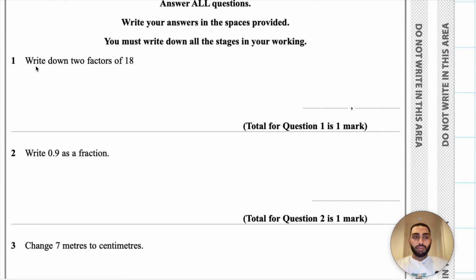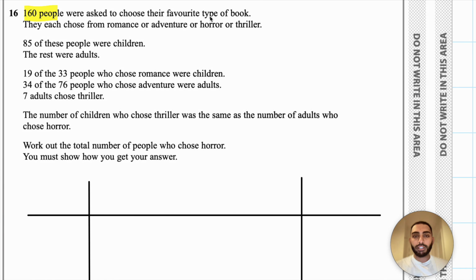Question 16. 160 people were asked to choose their favourite type of book. They each chose from romance or adventure, horror or thriller. 85 of these people were children and the rest were adults. You can see from the information that they've given me, they've told me a favourite type of book or whether the people were either children or adults. That means there's two variables and we're going to be using a two-way table for this.